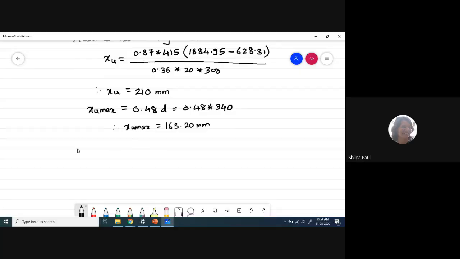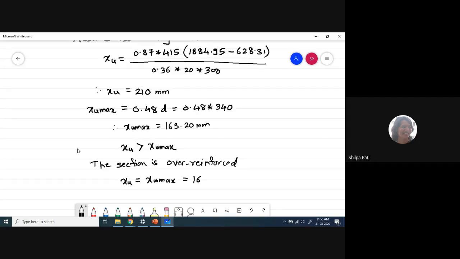Now compare XU with XU max. XU is coming greater than XU max. What does this indicate? The section is over-reinforced. Now in case of an over-reinforced section, we have to limit the XU value to XU max. So taking XU equal to XU max, that is equal to 163.20 mm.